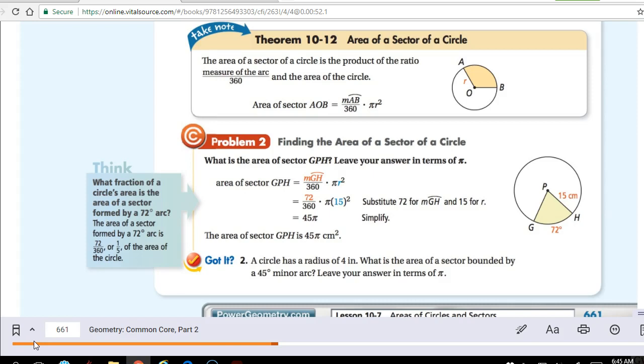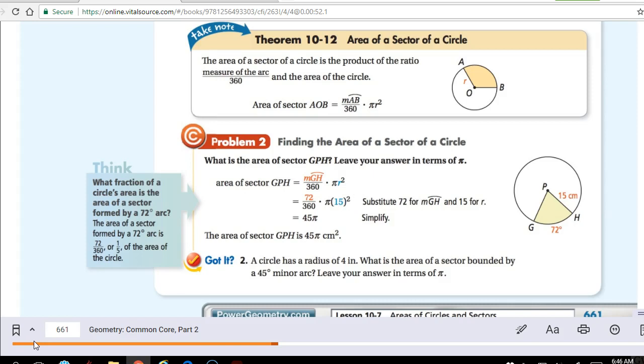So in problem number 2, it wants to know what the area of the sector GPH is, which is this area right here highlighted. And it wants you to leave your answers in terms of pi. That means don't put pi in your calculator, just leave it as part of your answer. So if we take the measure of arc GH, which is given to us as 72, it's going to be 72 divided by 360 times pi, and r is the radius, which is right here, 15 squared.